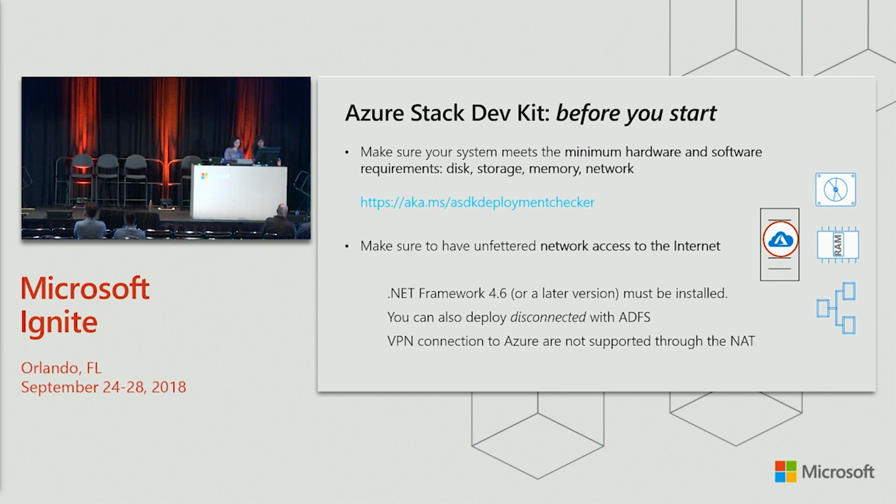Also make sure that the network is different from the integrated system. The integrated system is 4 to 16 nodes today. It's a multi-node system. ASDK is deployed behind the NAT, so VPN connection to Azure is not supported through the NAT. You can also still deploy in a disconnected environment, through ADFS.